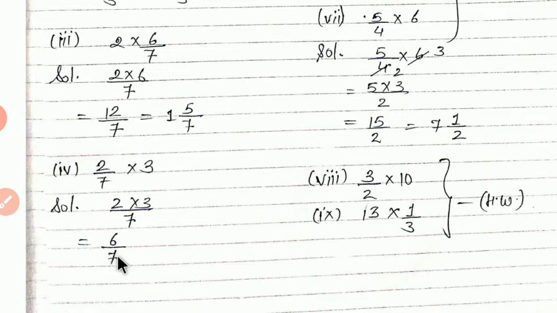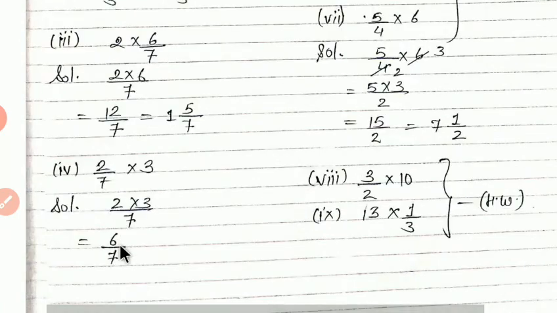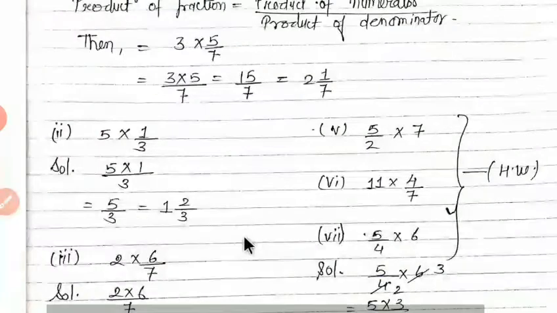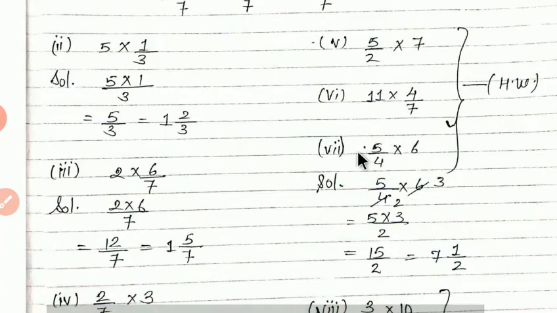Here this one we cannot change into a mixed fraction because the numerator is smaller here, and if the numerator is not greater than the denominator, it means we cannot change it into a mixed fraction. A mixed fraction we can form only if the numerator is divisible by its denominator. So this is the lowest form, which we cannot cut again. Then question number 5, 6 both are your homework.